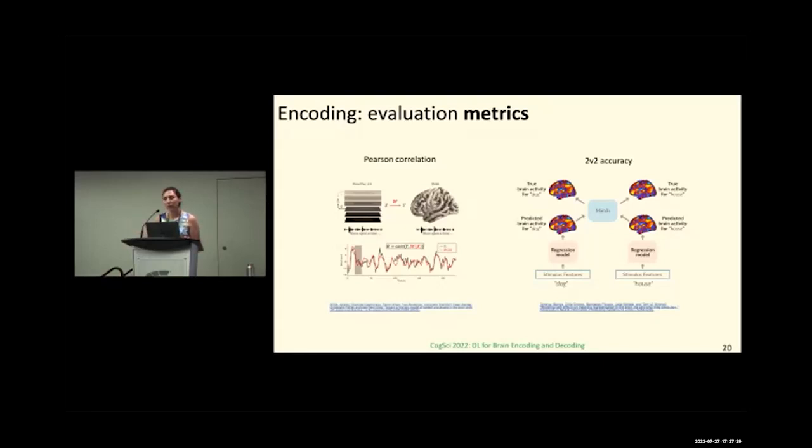And on the right side here is a 2v2 accuracy, which was proposed some time ago. And this is an interesting metric. It was proposed specifically as very good for single trial measurements where you have a lot of noise. And so the intuition behind this is you have two pairs. So you have the predicted and true activity for two stimuli. And you want to see whether the true activity is matched more closely with its correct match, or it's matched more closely with the incorrect match. So it's a classification accuracy. The chance accuracy here is 0.5. So you have zero accuracy if a particular stimulus matches with an incorrect true brain activity more closely than its own correct activity. Or you have an accuracy of 1 if it matches closer to its own true brain activity.